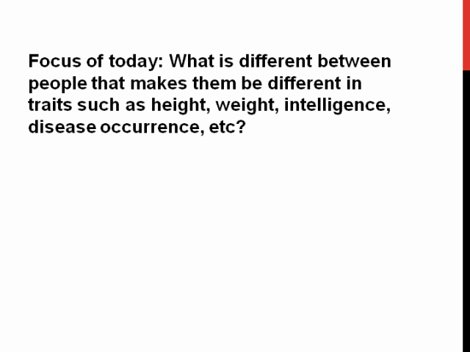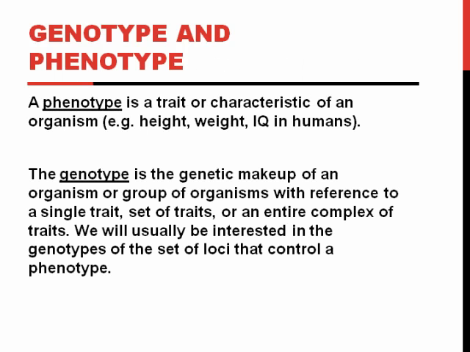And I want to define the words genotype and phenotype. A phenotype is a trait or characteristic of an organism that we're interested in. Height, weight, and IQ would all be phenotypes we might think of in humans. And of course, just about anything you would care to measure could be a phenotype. The genotype is the genetic makeup of an organism or group of organisms with respect to some trait. So if I talk about height, what I mean is all of the particular DNA positions that affect height.